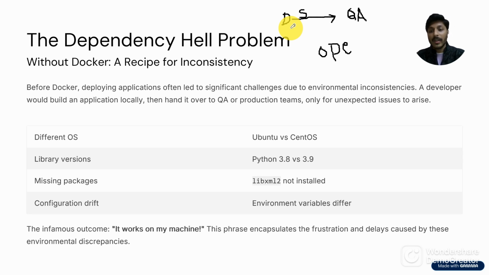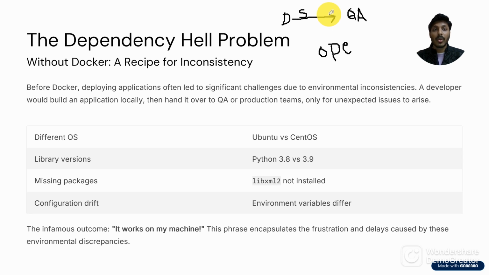So this raises the problem that the quality assurance person says it doesn't work on my machine, while the developer says it works on my machine. Then what should I do? I'm having an operating system of Windows, Ubuntu, or anything. So the quality assurance person should have the same configuration and the same dependencies as the developer.